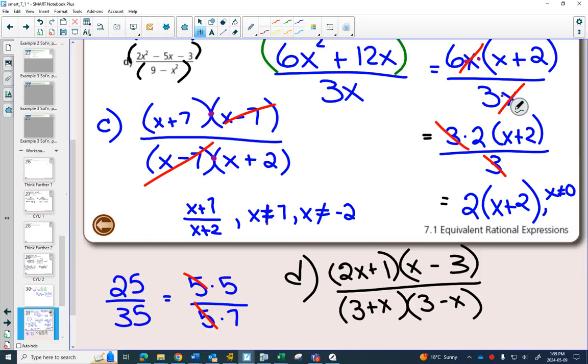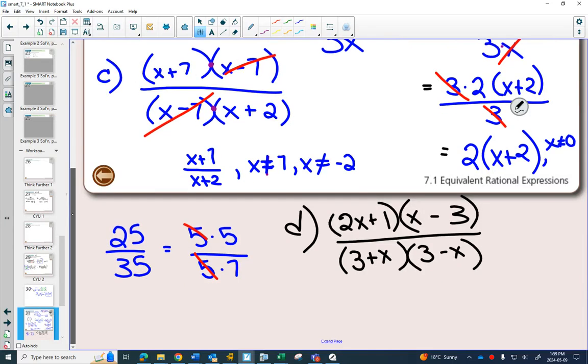Are any of the factors identical? No, they're not. Like, is x minus 3 identical to 3 minus x? Like, plug in 2, are they the same? No. So this one, well, I got excited about this one.